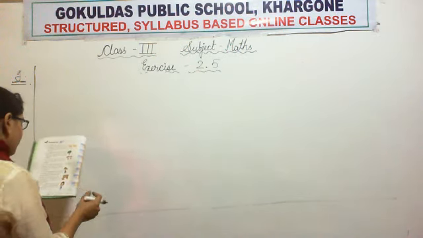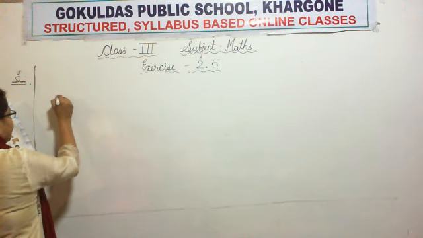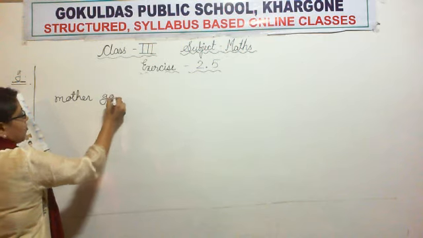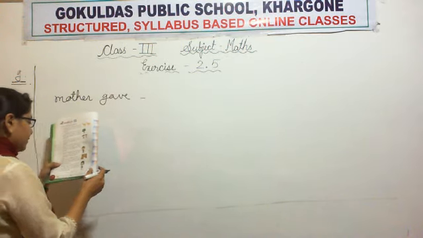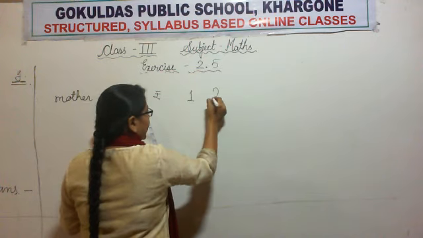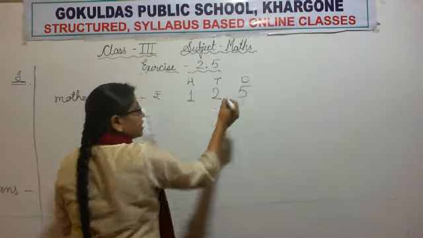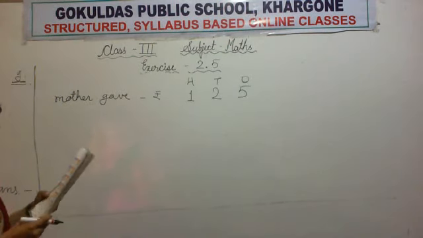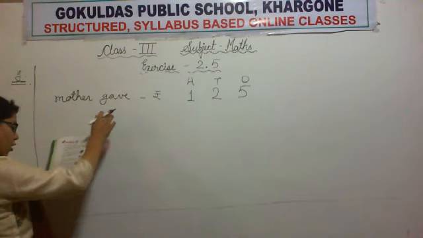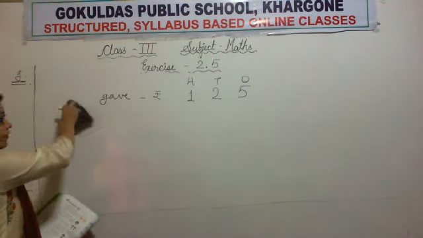Sonia got, mother gave how much? Rupees 125. Let us write hundreds, tens and ones for avoiding mistakes. Now, who gave her this? Sorry, this is the money given by father. So we will write father gave.